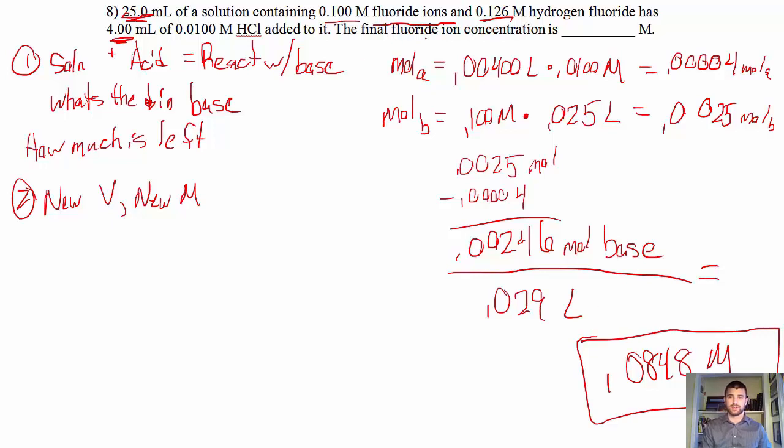And that's what they were asking for, right? Final fluoride concentration. Well, how much did we start with? We started with this much. We added this much acid, so we know that it took away that much, which is why we subtracted it here. Now we got moles of our base, but we got a new volume here. So we just divide by that volume and get the final answer, 0.0848 molar for the base, the fluoride ions.